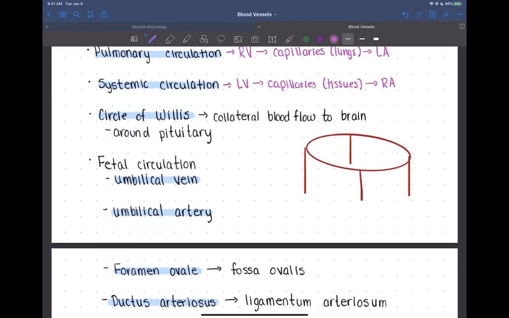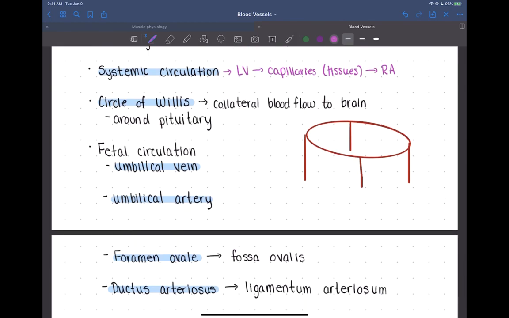And so the first one is the circle of Willis. All right, so the circle of Willis is this collateral source of blood flow to the brain. So it's like a backup system of blood flow to the brain. And so it forms this circle structure around the pituitary gland. Okay, and so this blood is coming from, let's talk about the vessels.